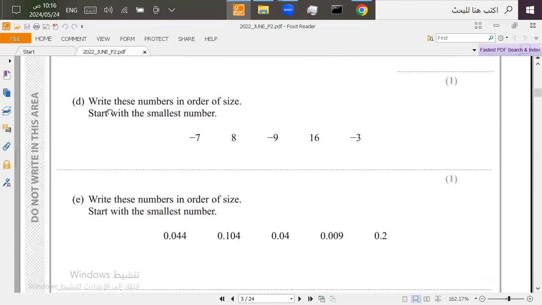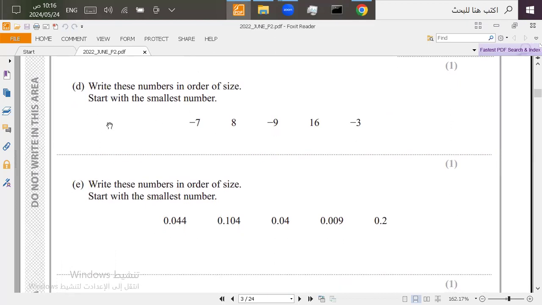Question D. Write these numbers in order of size. Start with the smallest number. The smallest number will be a negative number, and it has to be the biggest negative number. So this one is the smallest, which is -9. Let's write them in order. The first one will be -9, and then after -9, we have -7, and then -3. And then we finish the negative numbers. Now we take the smallest positive number, which is the 8, and then 16. Now they are in order from the smallest to the largest.